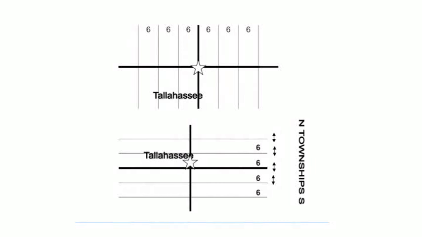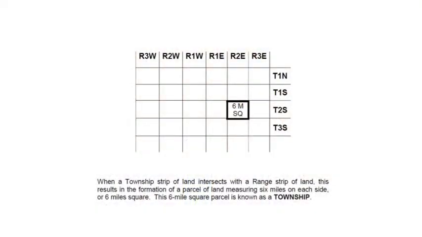From a testing standpoint, you're going to need to know how these various sections run. If you look in your textbook to page 10-5, you'll see how the range lines run north and south away from Tallahassee in 6-mile bands, and the way that the townships run north and south away from Tallahassee on that east-west line. Then on page 10-6, you'll see when the range intersects with the township, that's your 6-mile box, and it's 36 square miles.